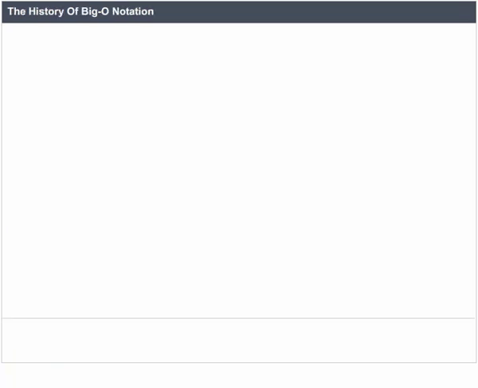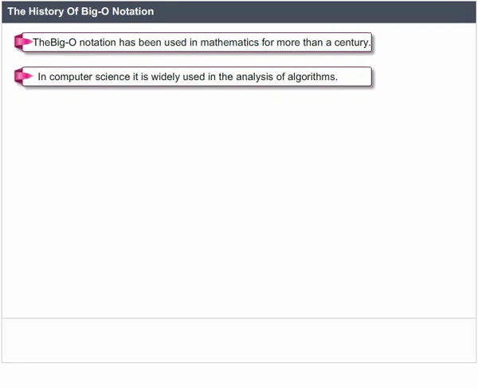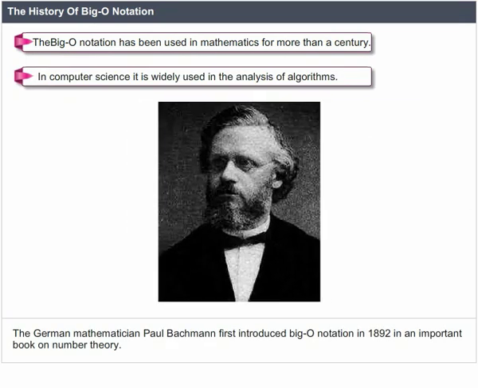The history of big O notation. The big O notation has been used in mathematics for more than a century. In computer science, it is widely used in the analysis of algorithms. The German mathematician Paul Bachmann first introduced big O notation in 1892 in an important book on number theory.